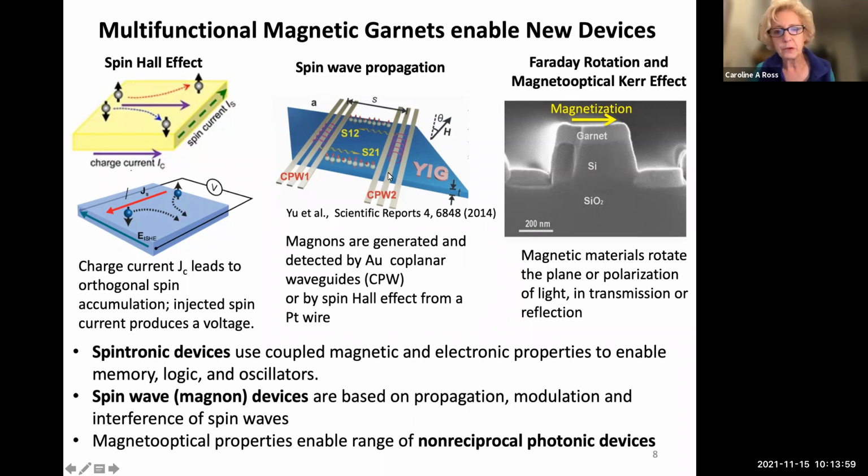We can, as I've mentioned, use garnets for spin wave devices, where we have long range propagation of spin waves, and or magnons, if you prefer. And these spin waves or magnons can be emitted by an antenna, a coplanar waveguide here, and detected by another coplanar waveguide. And that allows for devices that use interference of spin waves to process information. We can also use the optical properties of garnets to make magneto-optical devices integrated on chip. And this is a cross-section through a garnet-clad silicon waveguide, which performs the function of an optical isolator. So with all these interesting properties, we can make spintronic devices, magnonic devices, and also photonic devices out of garnets.